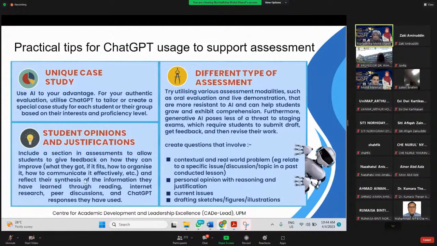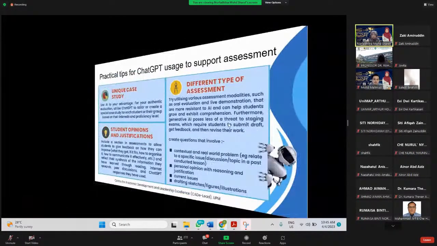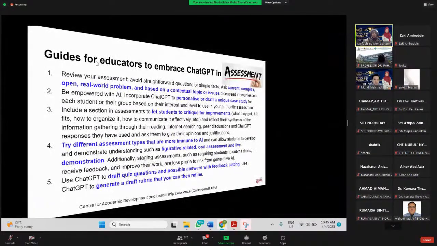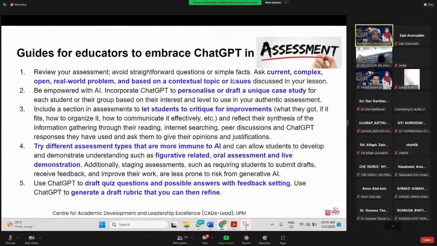If it fits, how to organize it, how to communicate it effectively. And it's also important for us to consider different types of assessment, with personal opinion, with reasoning and justification, with current issues. Maybe we can emphasize more on live demonstration and oral evaluation, or maybe doing interviews with them. So some guidance: review your assessment, avoid straightforward questions or simple facts. We need to ask current, complex, open, real-world problems based on contextual topics or issues.